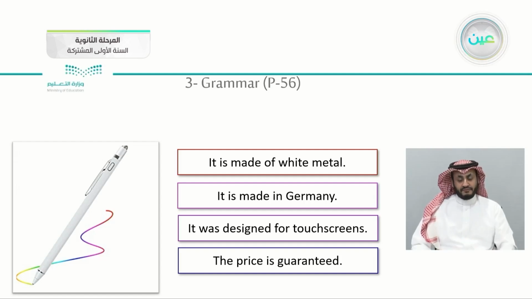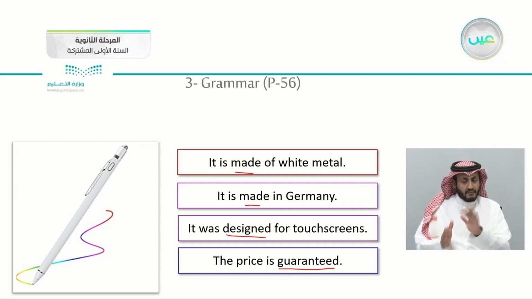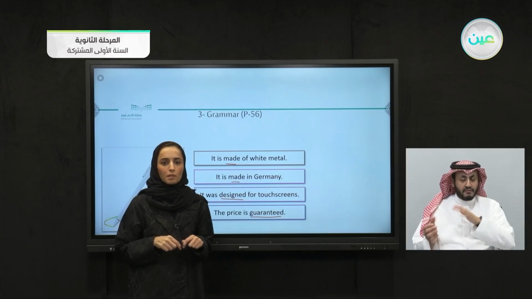Let's check the verbs in here. Made as well, designed and guaranteed. You notice these verbs are in the past participle. These verbs are actually in the passive form. Why in the passive? Because who does the action of guarantee, design, or made wasn't mentioned. All we're speaking about is just the pen itself, which is the object, by the way.